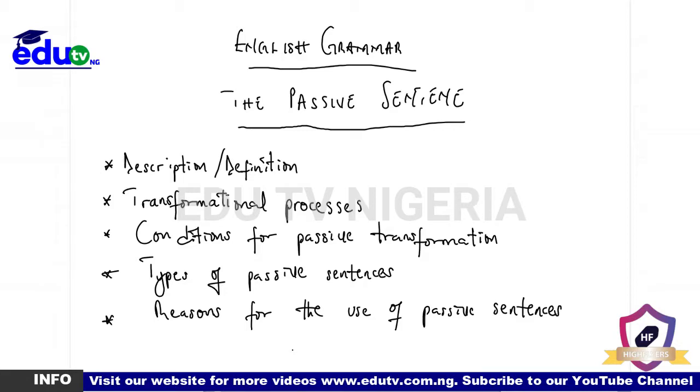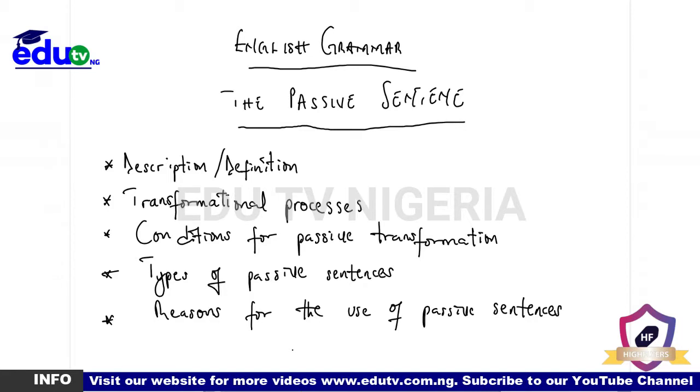Don't forget I told you in one of our classes ago that in grammar we hardly define. Yes, we hardly define, and one of the reasons for that is because most of these terminologies don't really have a specific definition like that. So the best thing we actually use for grammar is that we describe terminologies. So we'll be looking at a description slash definition of the passive sentence.